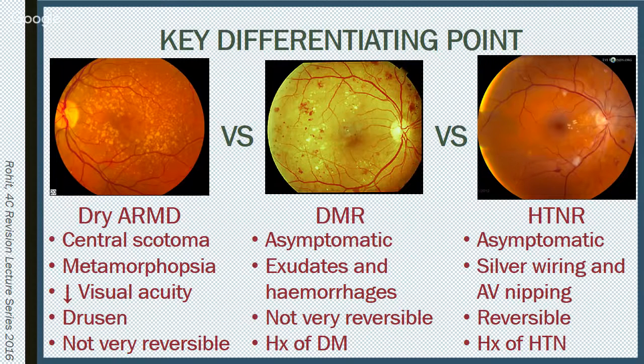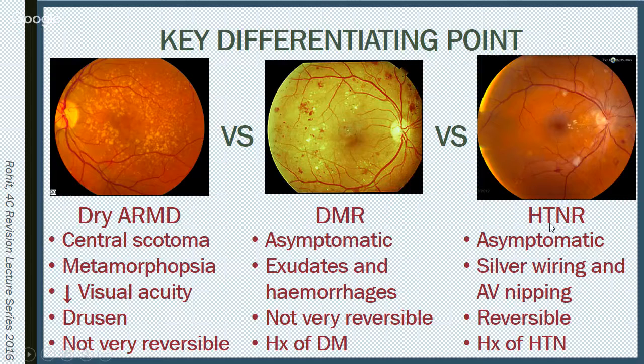So the key differentiating point between three causes of bilateral vision loss. Dry ARMD has the drusen, right? These characteristic drusen lesions, you get the squiggly line in the middle of your vision, decreased visual acuity. It's not reversible. Diabetes is asymptomatic until it's too late, okay? You get exudates and hemorrhages. Again, it's not reversible. And if they give you a history of diabetes, you'd be stupid to pick something else.